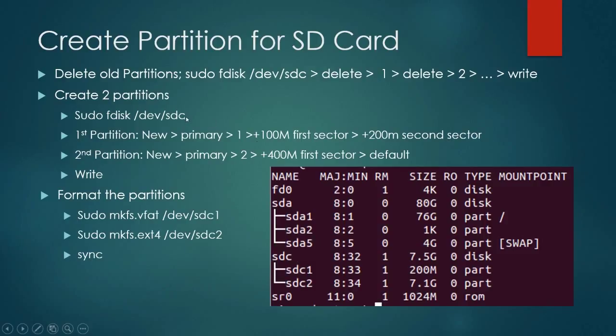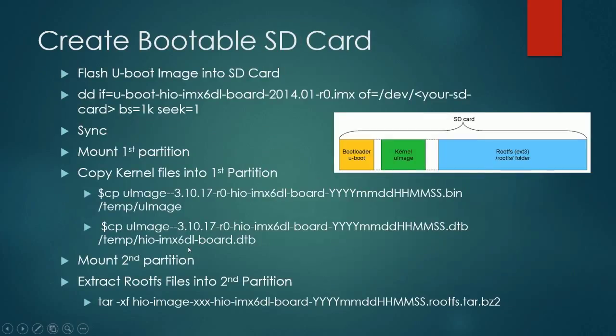So to create the partition, you're going to sudo fdisk, then format the partitions. Make sure that you use the sync command to make sure that all the files are synced in the SD card. Then we're gonna create a bootable SD card. The first partition is for the bootloader and the kernel, while the second one is for the root. So we're gonna fetch the U-boot into the SD card using the dd command, mount the first partition, and copy the 2 kernel files into there.